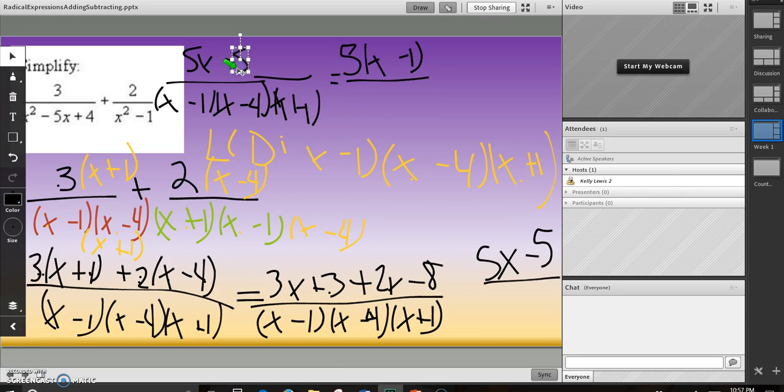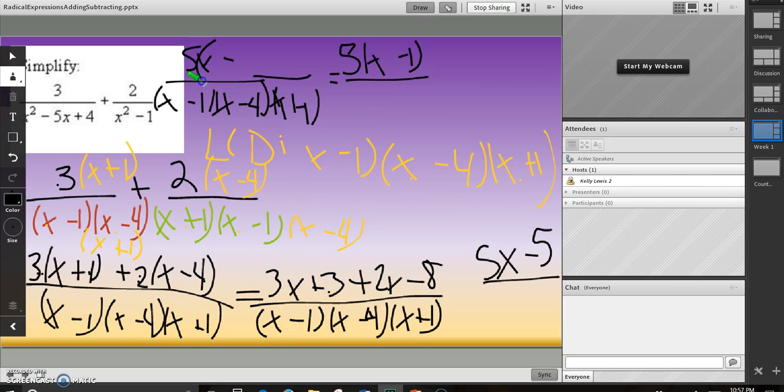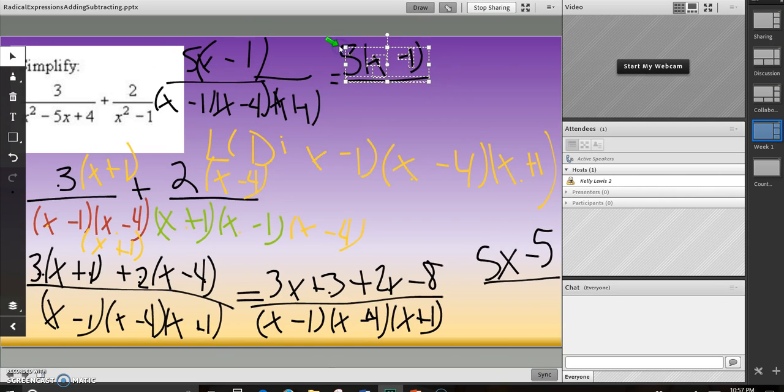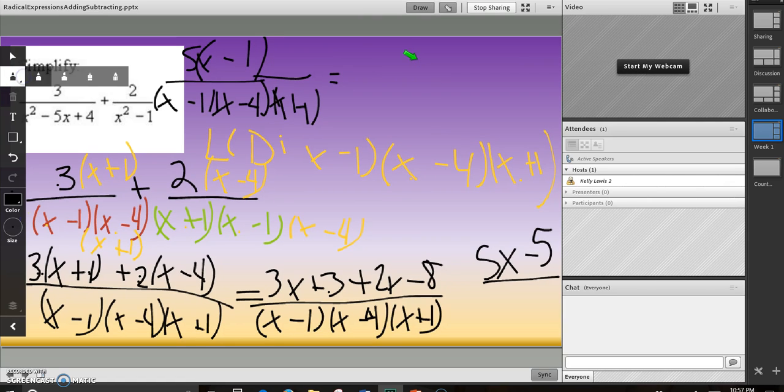Okay, so let me rewrite that right here. 5, and then we had x minus 1. Just write it right there. I write huge and there's no space. I don't want to go to a new page. All right, look. X minus 1 and x minus 1, those cancel. All I have left is a 5, and then x minus 4, x plus 1.